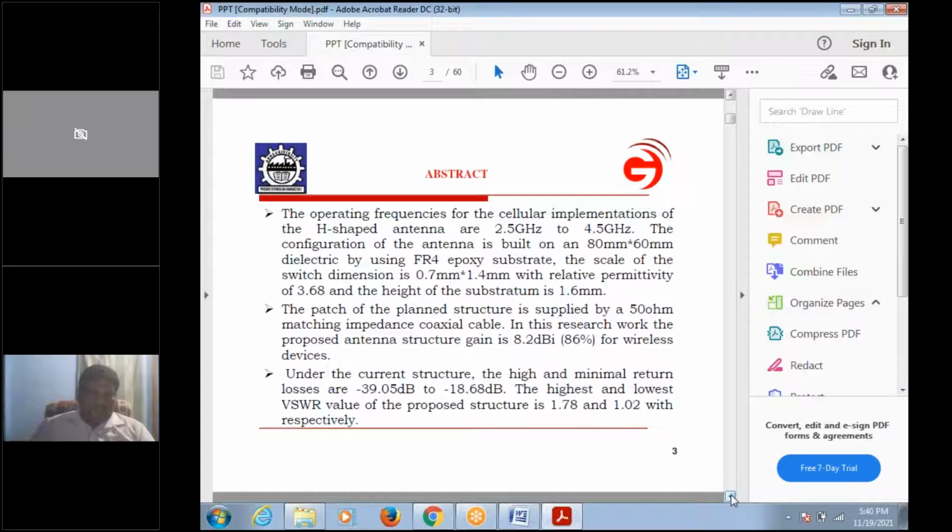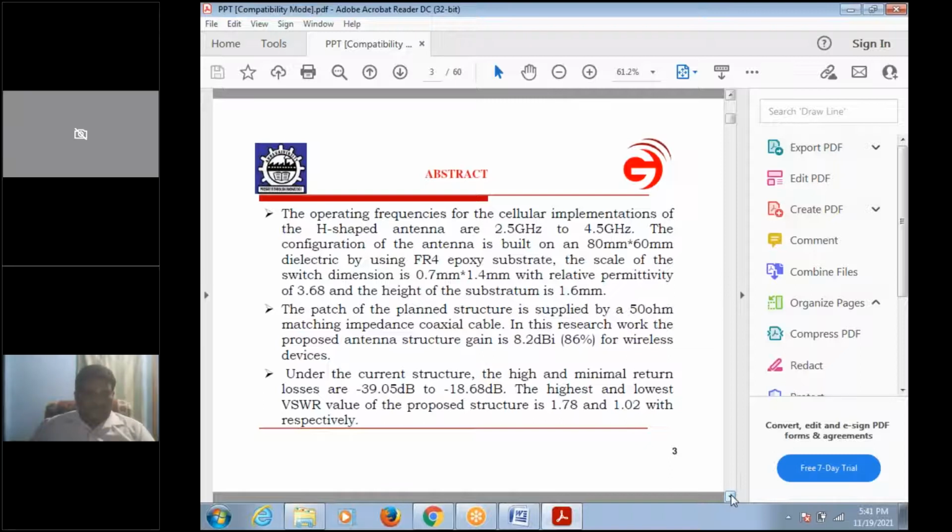In this research work, my structure has a better gain of 8.2 decibel. That means 86% efficiency reached in wireless devices. That means wearable devices. Therefore, I also calculated the minimal return loss and the minimal resistance. The return loss is minus 39.0 decibel to 1.68 decibel.